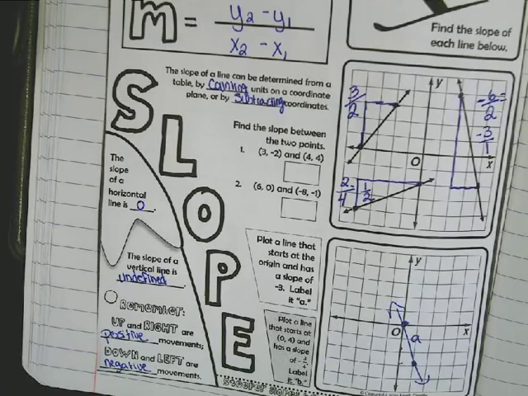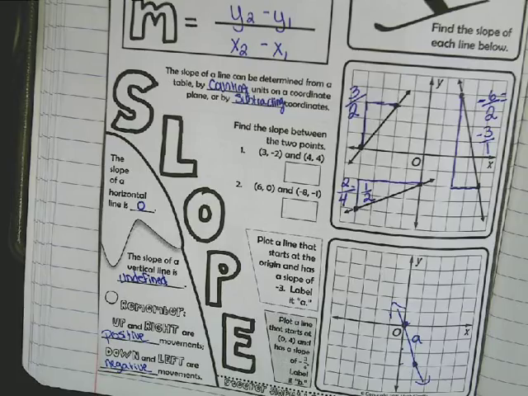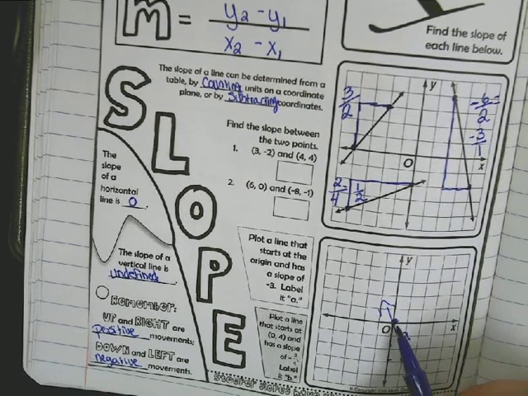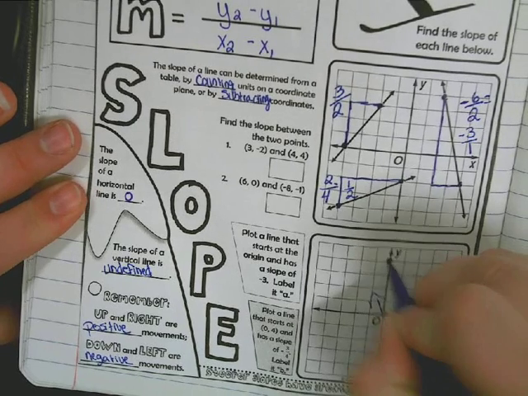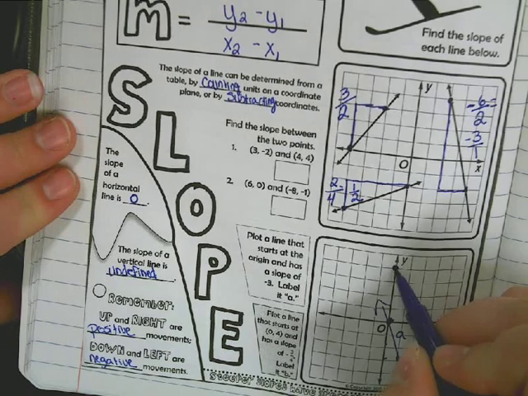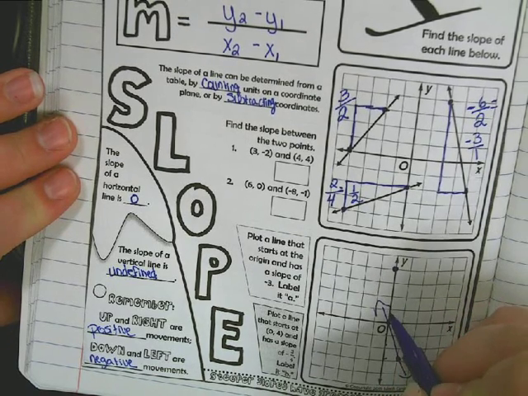The next one says plot a line that starts at 0, 4 and has a slope of -3/4. Label it B. So first I got to start at 0, 4. So I'm not going anywhere, but I'm going up 4. And now I need a negative slope of 3/4. So starting from this point, I'm going to go down 3 and right 4. So there is my line B.